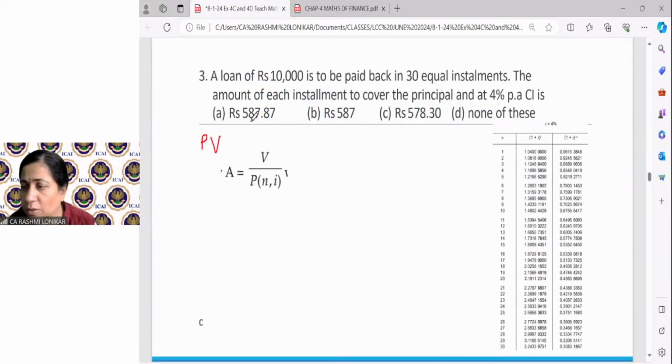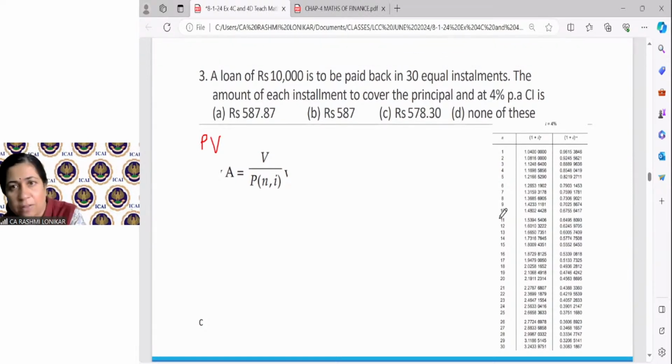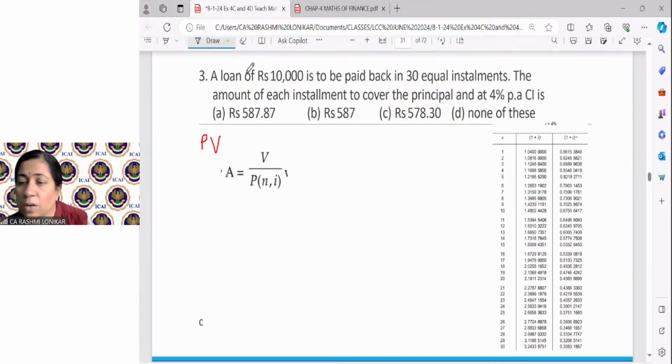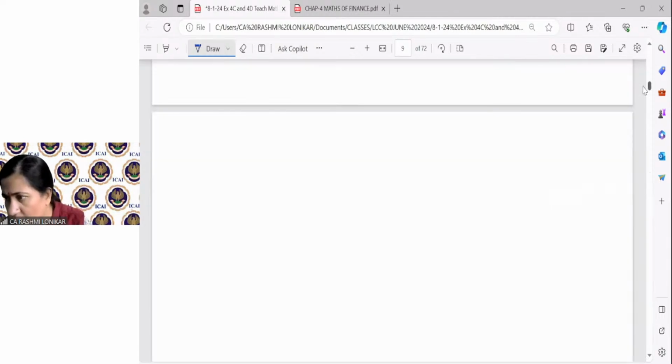Okay, now let us go to the third sum. For some sums I have given you the values here for ease of calculation. Now, a loan of 10,000 is to be paid back in 30 equal installments. The amount of each installment to cover the principal and 4% per annum interest is. So this is nothing but the application of amortization. Here we are talking of amortization.